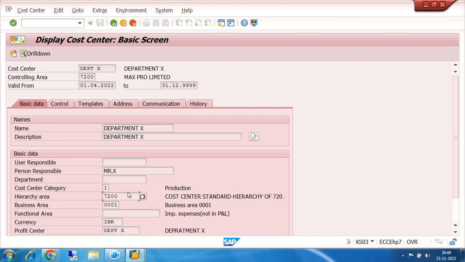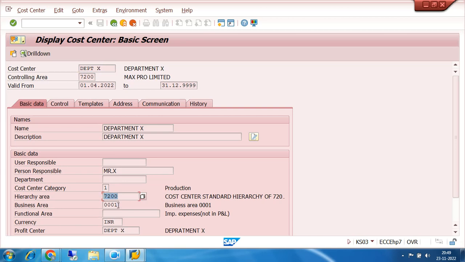Hierarchy means levels, different levels of your cost center. That means there is a top level, which is the utmost, the highest level, and under that highest level there are certain cost center groups, and under each cost center group there will be so many cost centers. So I have already created a standard hierarchy, and whenever you create a cost center, first of all you have to give that standard hierarchy name here.